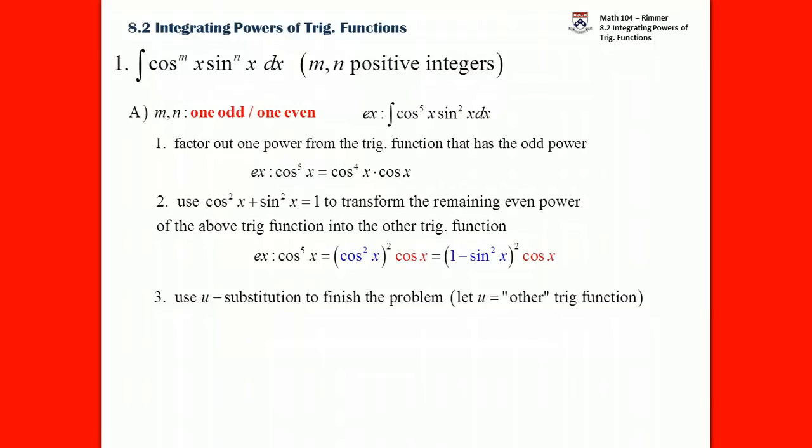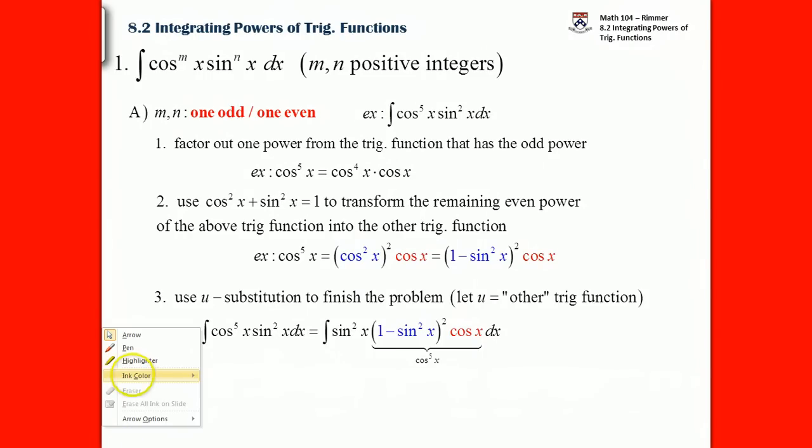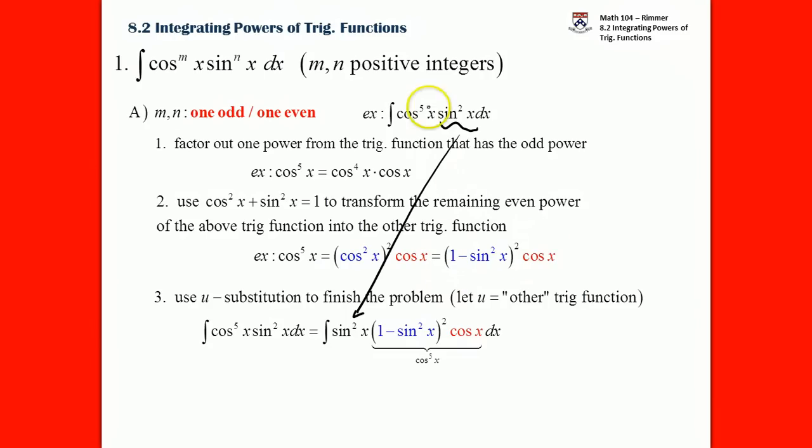Let u be the other trig function, the one you never factored out from. So let u be sine of x. Okay? And then we'll have some polynomial in u to integrate. Let's take a look at it. So I had 1 minus sine squared squared, and then I also had this sine squared here. This is my original sine squared, and then all of this is taking the place of my cosine fifth.